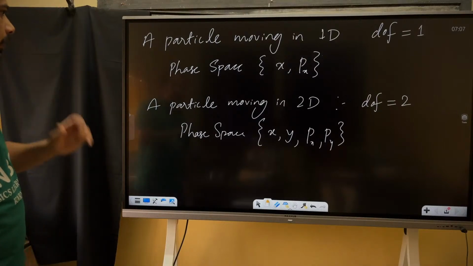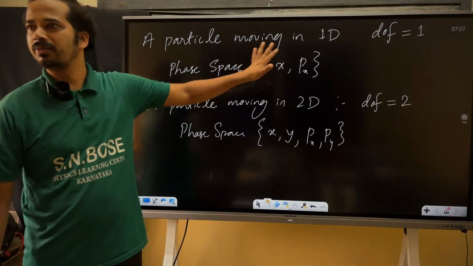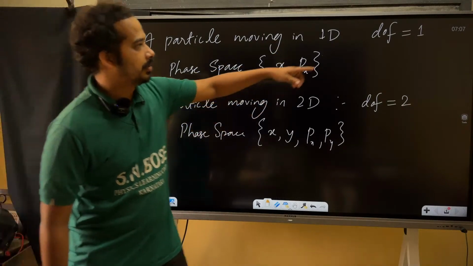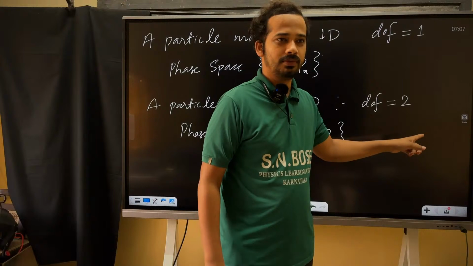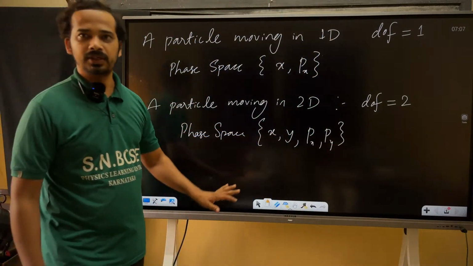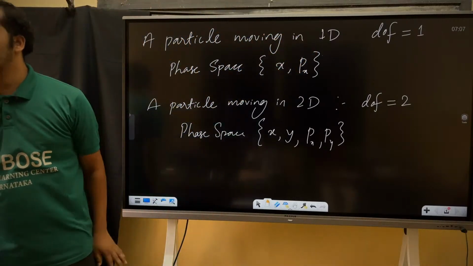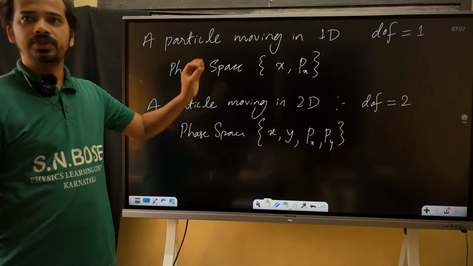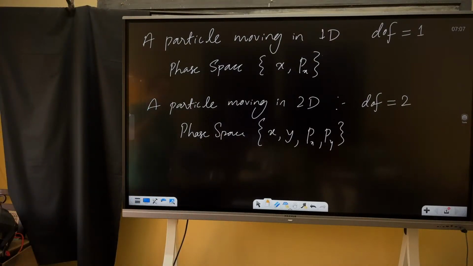Now, if you want to draw a phase space trajectory, you can only draw in 2 dimensions. Look here: the lowest degree of freedom is 1. What is the next higher degree of freedom? 2, and for this one the phase space dimension became 4. That's why in most cases they give problems on 1 degree of freedom, where you just have to draw the phase space trajectory.